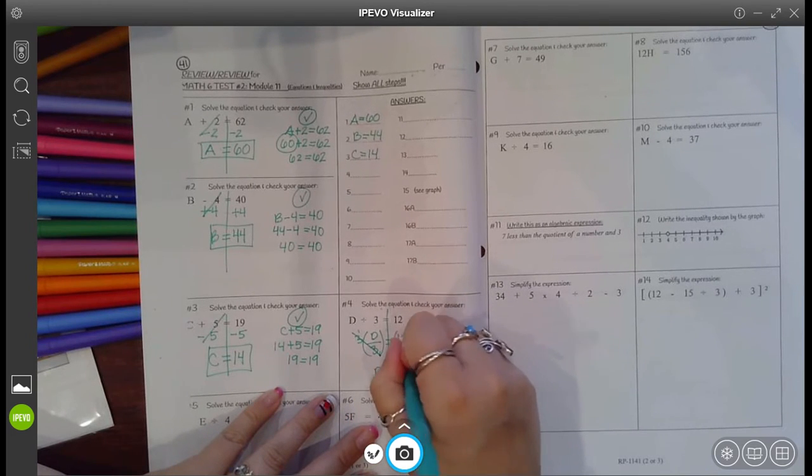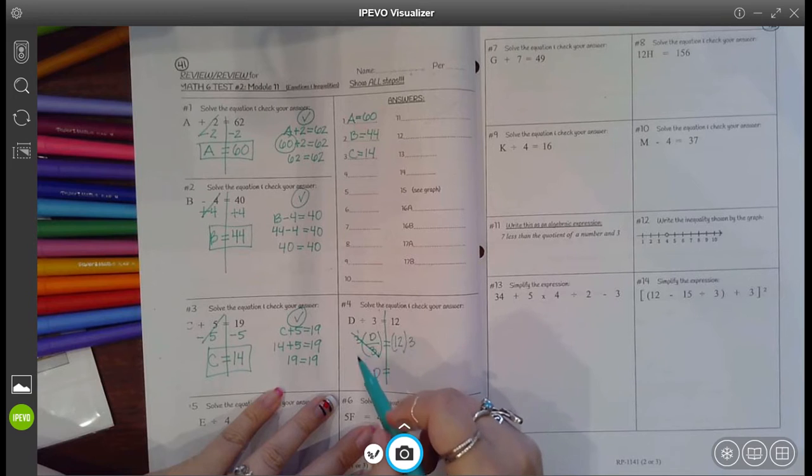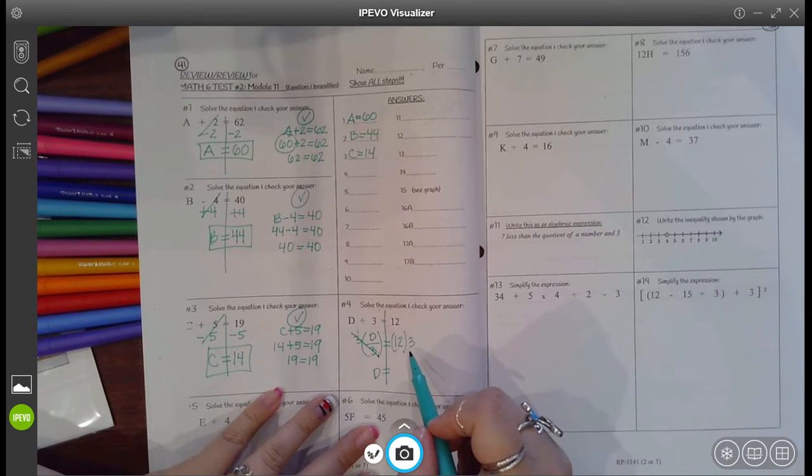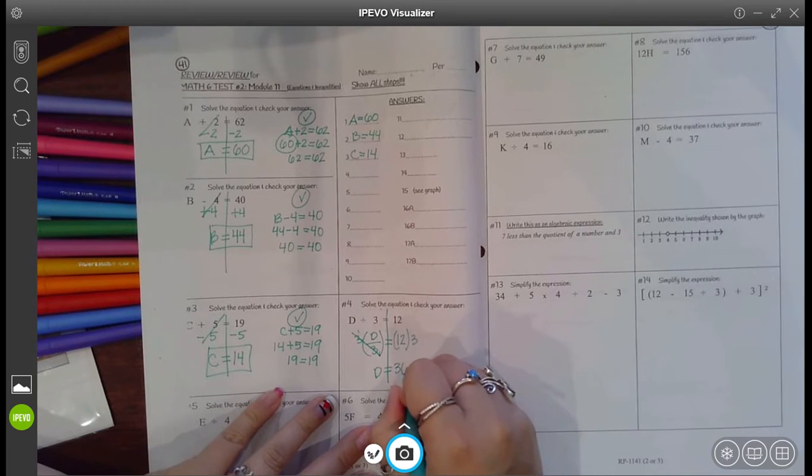But whatever you do to one side, you have to do to the other. Since I multiplied this side by 3, I want to multiply this side by 3 as well. And then 12 times 3 is 36.